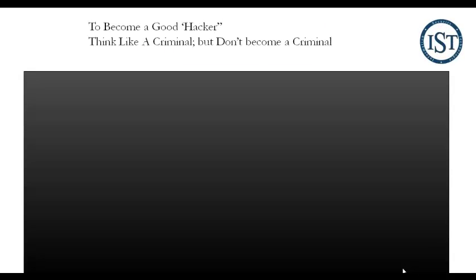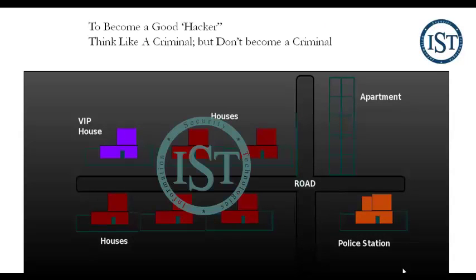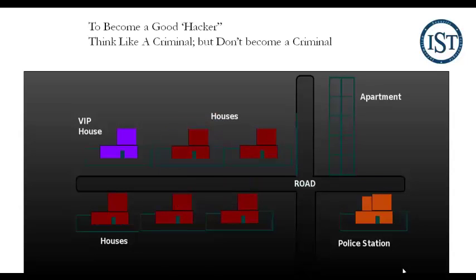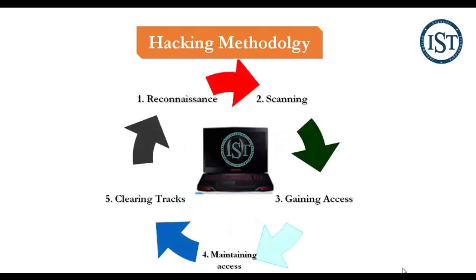And the next one is, to become a good hacker, we need to think like a criminal, but don't become a criminal. If you become a criminal, the next step would be we will be behind the bars. So we need to think like a hacker, but we need to follow the ethics. And this is the hacking methodology. We have 5 steps. One is reconnaissance, and is scanning, gaining access, maintaining access, and finally clearing tracks.